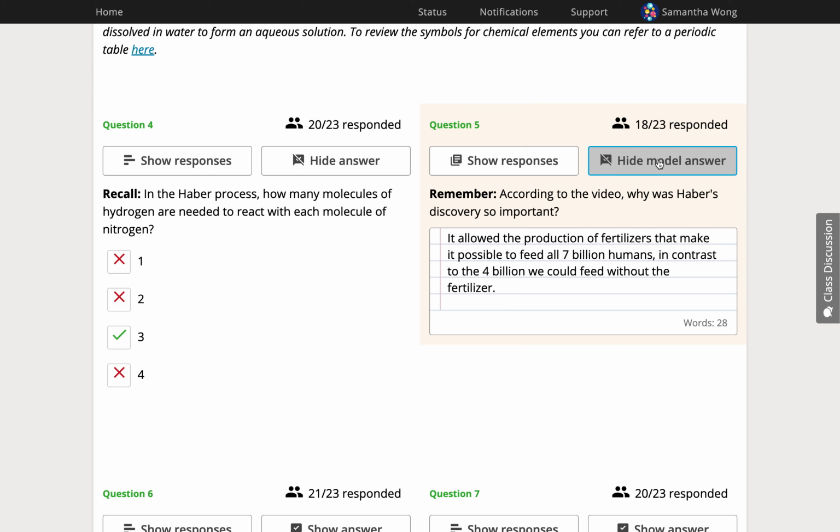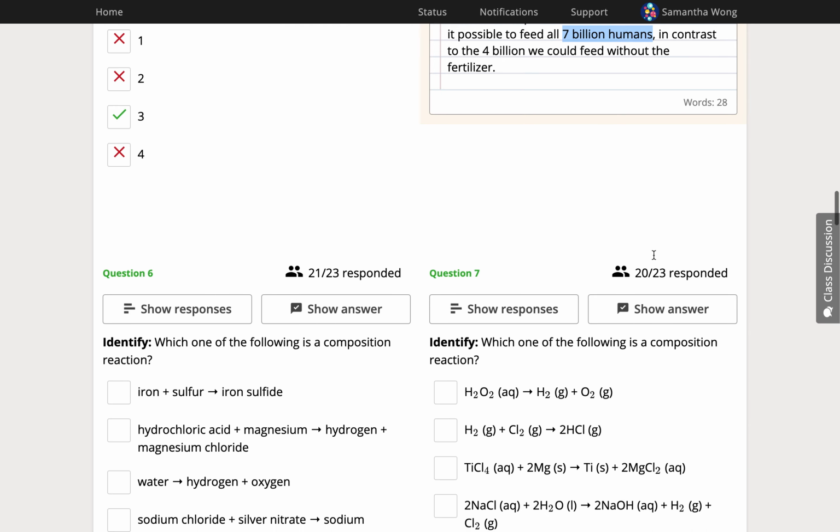So the Haber process was really important for the development of fertilizers. As we're all aware, fertilizers help us with our crops, and when it comes to harvesting, it means there is a higher yield, so we can end up with more product, so we can actually feed more people. So 4 billion in comparison to the 7 billion humans that we could feed.